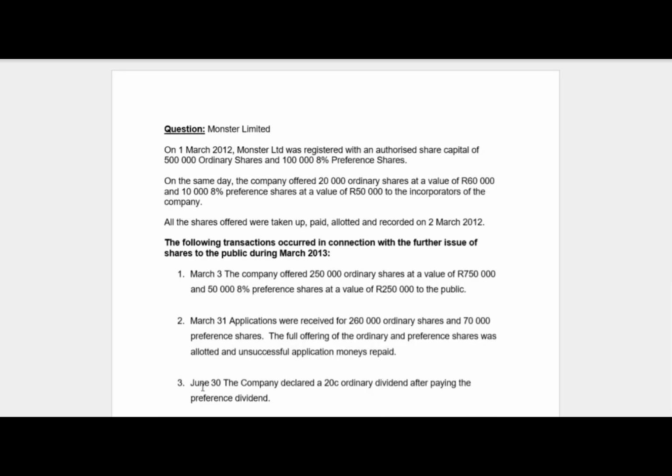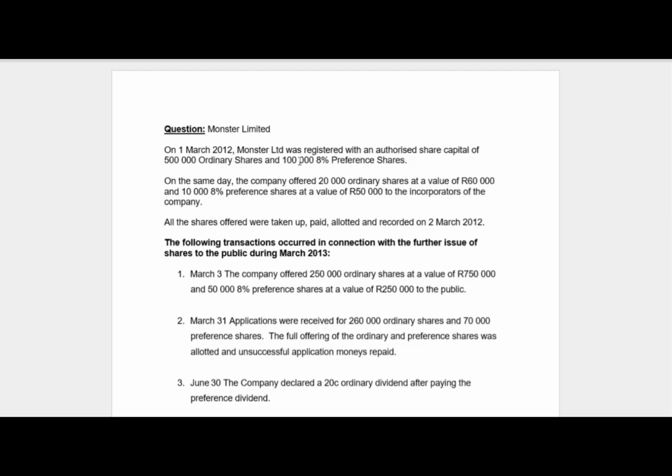So they say on the 1st of March 2012, Monster Limited was registered with an authorized share capital of 500,000 ordinary shares and 100,000 8% preference shares, right? On the same day, the company offered 20,000 ordinary shares at a value of 60,000 and 10,000 8% preference shares at a value of 50,000 to the incorporators of the company, all right?